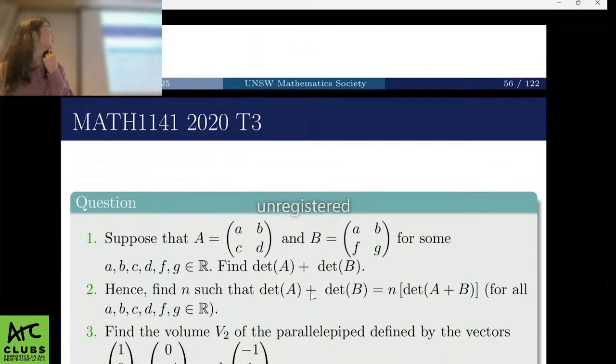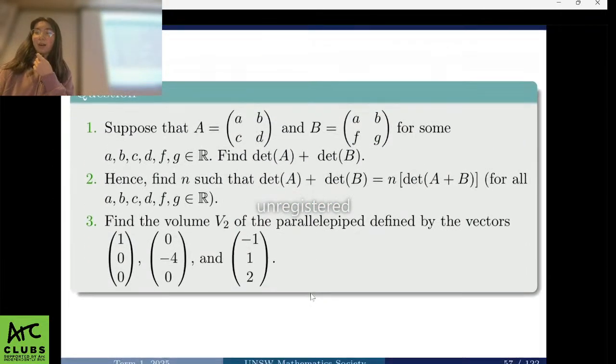Okay, so finally, actually, I think this might be the second last question. We have a three-component question, which is, first one, suppose that we have matrices A and B for some values of A, B, C, D, F, G.